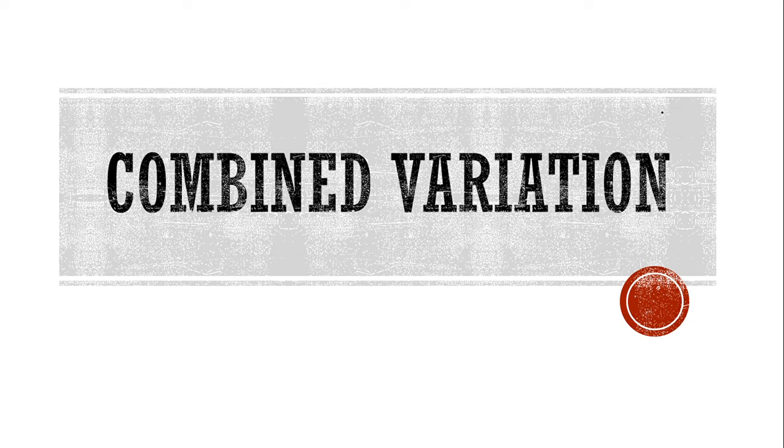Okay, good day everyone. So for today's discussion, we're gonna have the last type of variation. That would be combined variation. We're already done with direct variation, inverse variation, and joint variation. So by this time, we're gonna have combined variation. From the word per se, combined, it means that we're gonna combine two types of variation here. We're gonna combine direct variation and inverse variation at the same time.